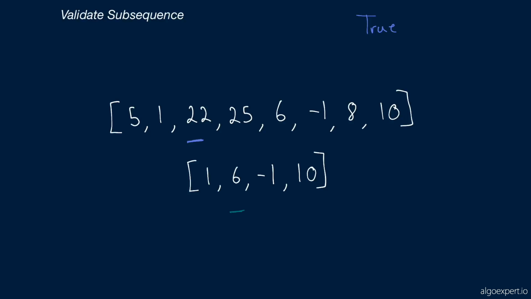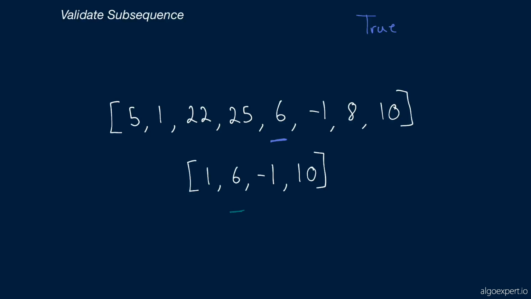And now we're going to do the same thing. We're going to compare the element that we're at in our main array to the element that our pointer in our potential subsequence is pointing at and see if they match. Is 22 equal to 6? No, it's not. So we're going to move forward to 25. Is 25 equal to 6? No, it's not. So we're going to keep moving forward. Is 6 equal to 6? Yes, it is. We've got a match.